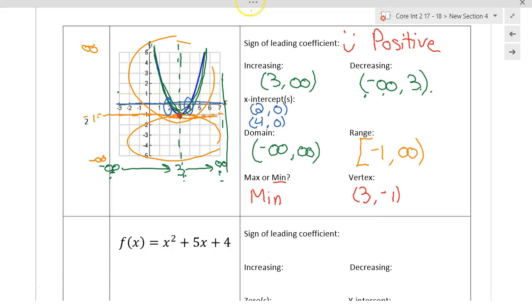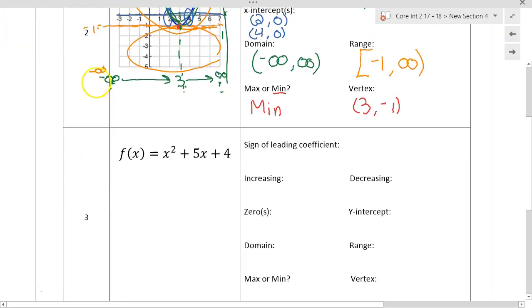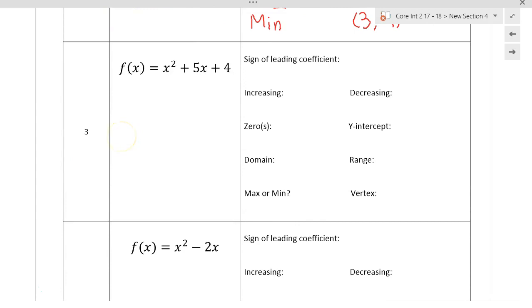Alright, let's look at our next example. Our next example is just a function. It doesn't have a graph. So we are going to use our calculator to graph it ourselves.